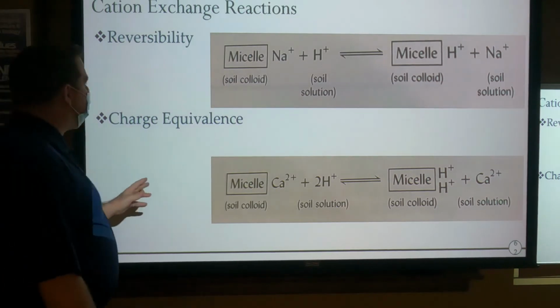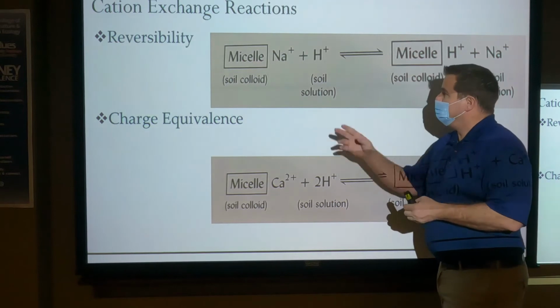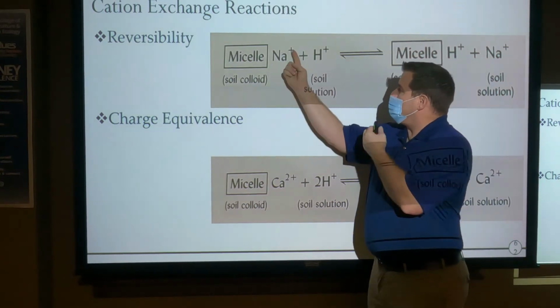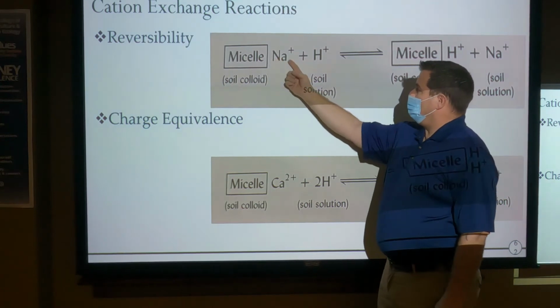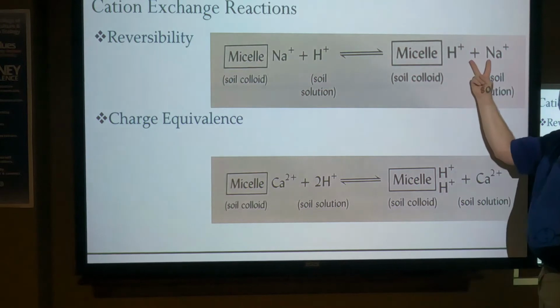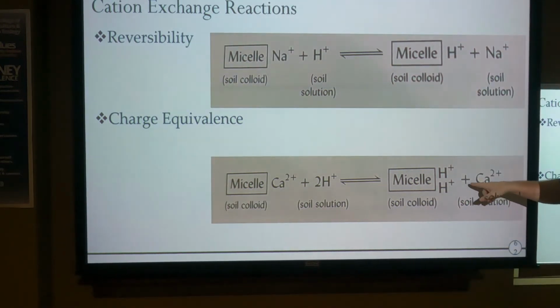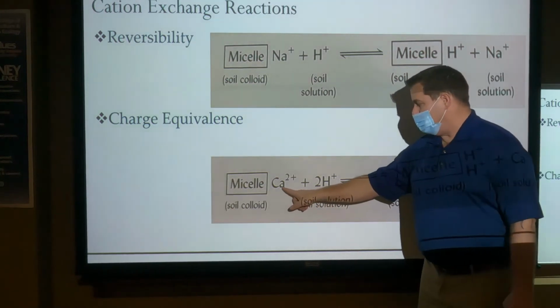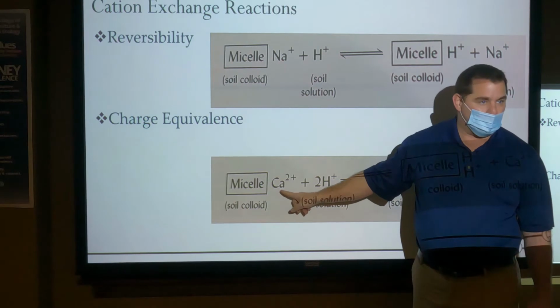We have some simple cation exchange reactions. It's basically a 1-for-1, where we would have a positive 1 charge and a positive 1 charge. Sodium on the clay colloid, hydrogen in solution, and those two will just change for each other. Next, we have charge equivalence, where we would require 2 hydrogens to dissociate 1 calcium.